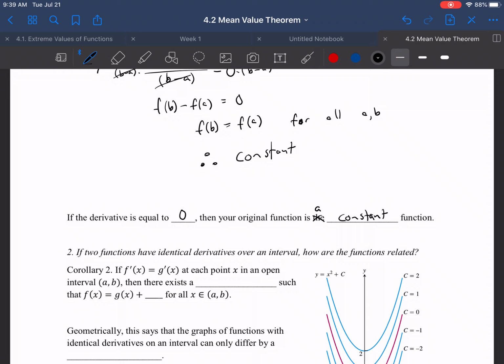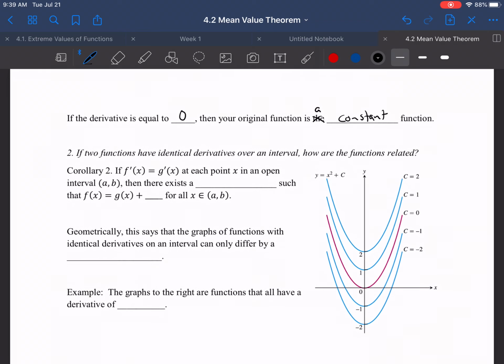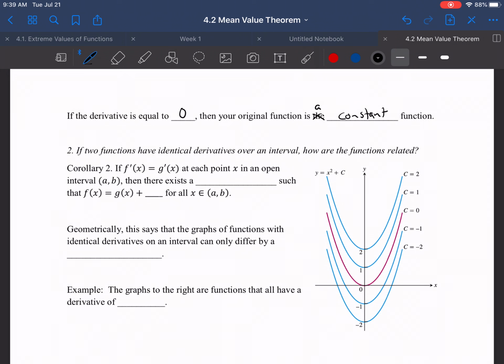If two functions have identical derivatives over an interval, how are the functions related? And so here's our corollary 2. If f prime of x equals g prime of x at each point x in an open interval (a, b), then there exists a constant, we'll call it c, such that f of x equals g of x plus that constant for all x in the interval (a, b), so for all x in that interval.